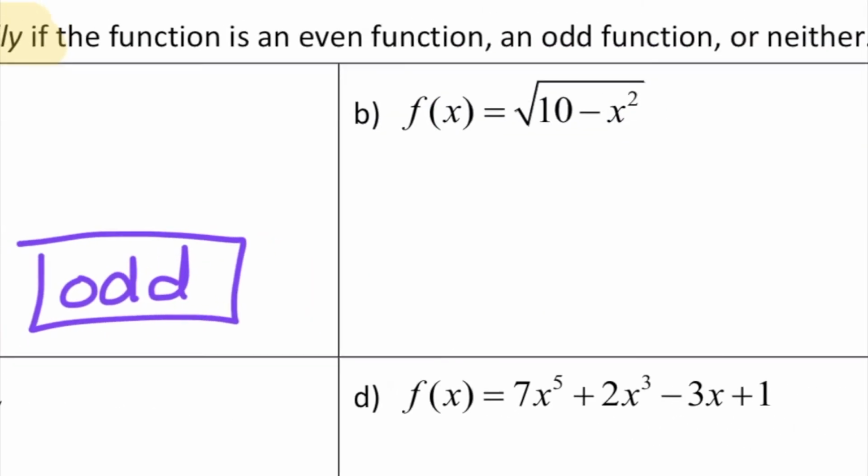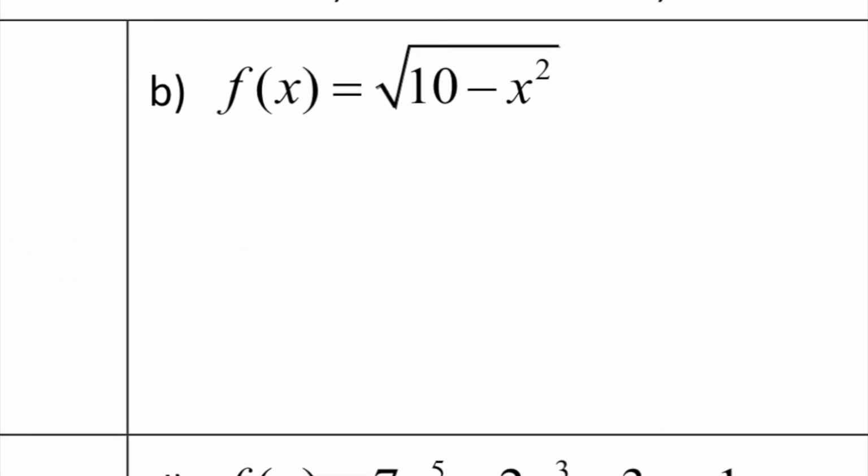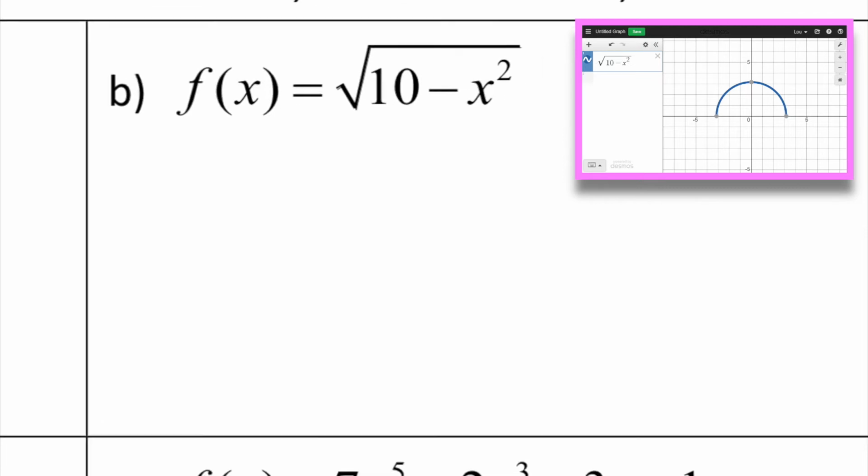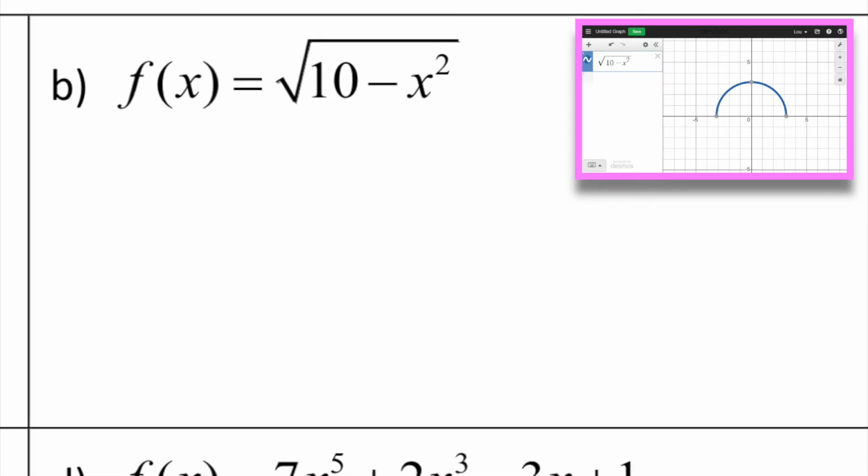In letter B, when I look at the graph of that, that's one of those graphs that gives me a little half circle, where the two ends of the half circle, or the semicircle, are on the x-axis, and they're equidistant from the origin. So I would say that that's probably an even function. And so here I am going to substitute negative x.